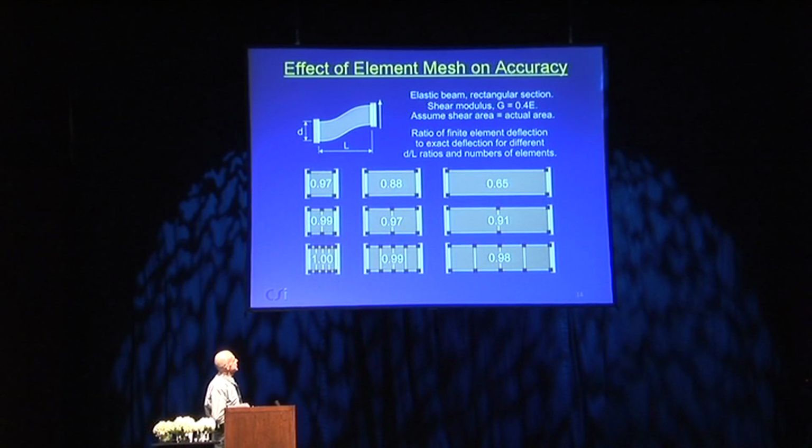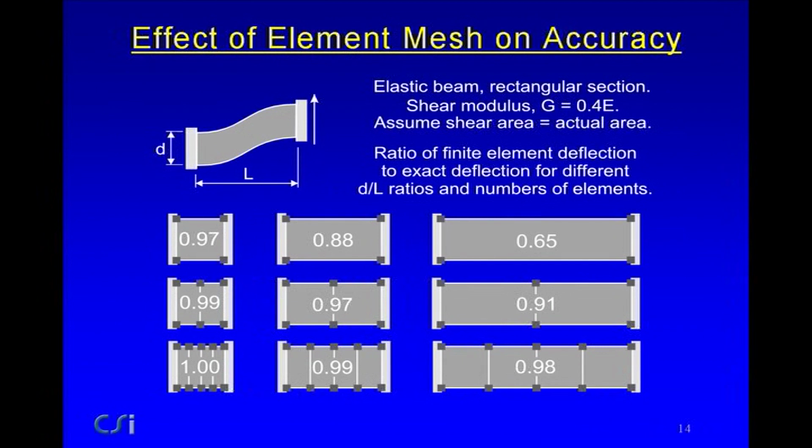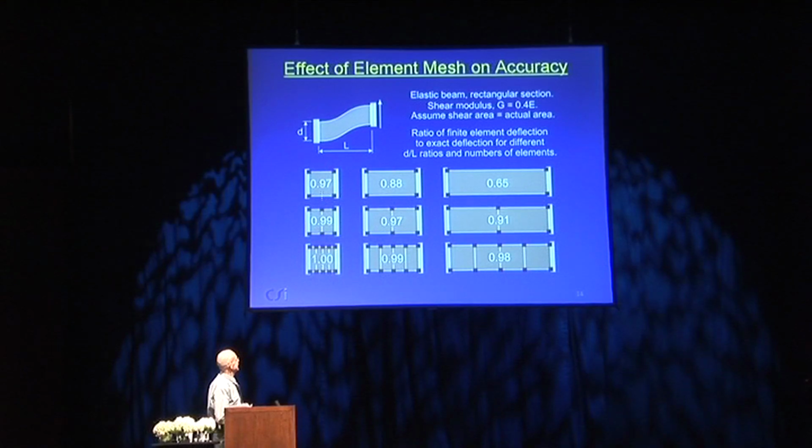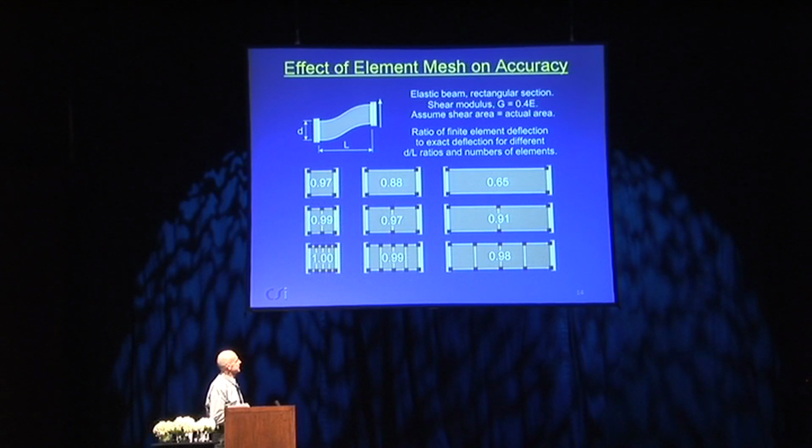And let's look at the ratio of the finite element deflection to the exact deflection for different depth to span ratios and different numbers of elements. The first column here is a span to depth ratio of 1, then a span to depth ratio of 2, and a span to depth ratio of 4. First row, a single element, 2 elements, 4 elements. And we're looking here basically at how accurate the displacement would be calculated using these elements.